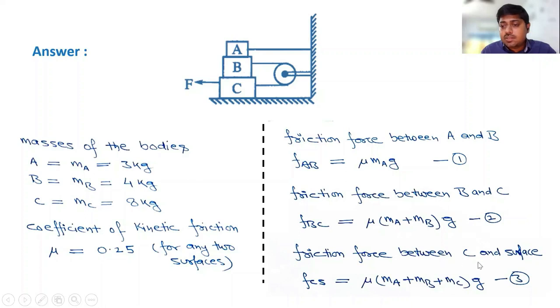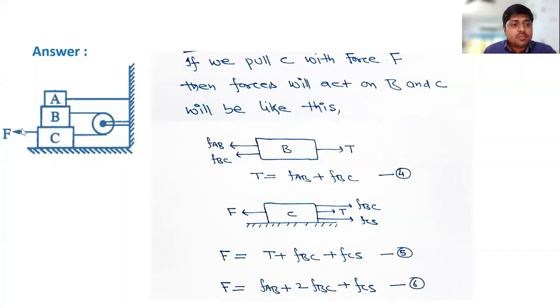And the frictional force between C and the ground surface, that is here, will be FCS, which will be equal to mu times the total mass of all these three bodies, that is (Ma plus Mb plus Mc) times g. Let's say these are our relations 1, 2, and 3. Now as defined in the problem, we are applying a force F on this body, that is C, and we are trying to drag it in the left direction.